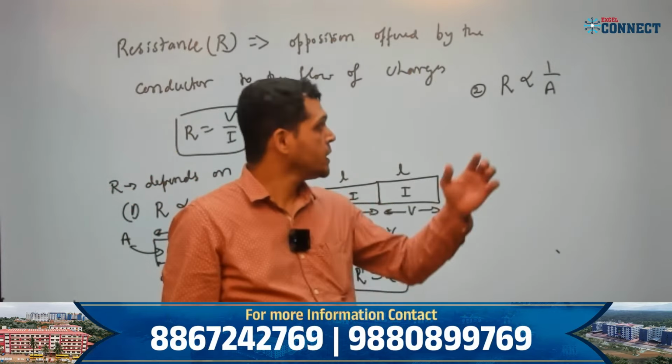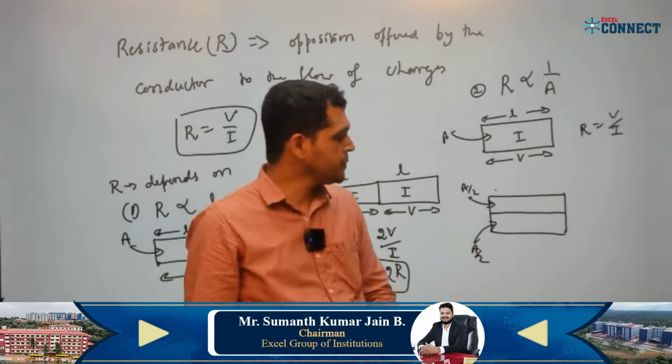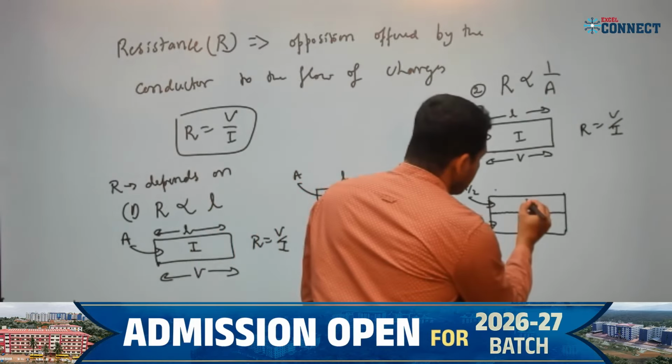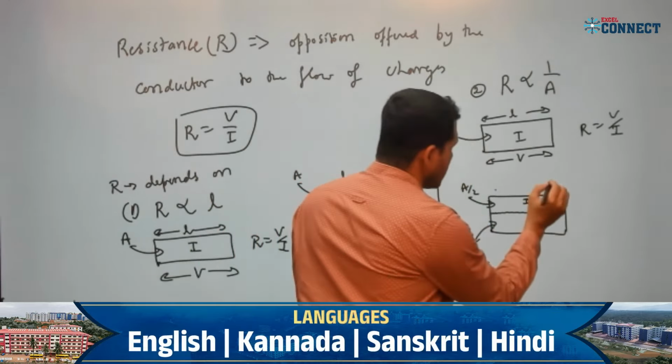As the area becomes A by 2, what about the current flowing through it? In the total region, a certain amount of charge is flowing per second. If I reduce the area by half, 50% of the charge flows in the upper half and the remaining 50% flows in the lower half. So the current becomes I by 2 in the upper half and I by 2 in the lower half.